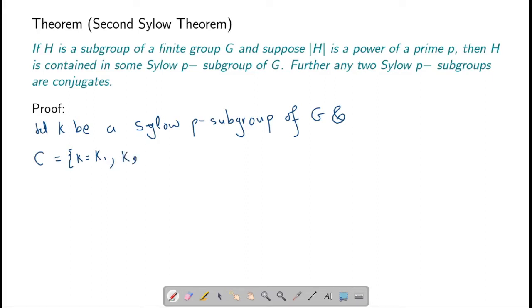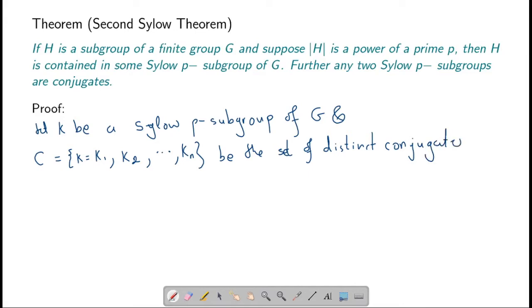So we will let C = {K = K1, K2, up to Kn} be the set of distinct conjugates of K. And we are going to prove that H is a subset of one of these conjugates. So let us see how we proceed with the proof.